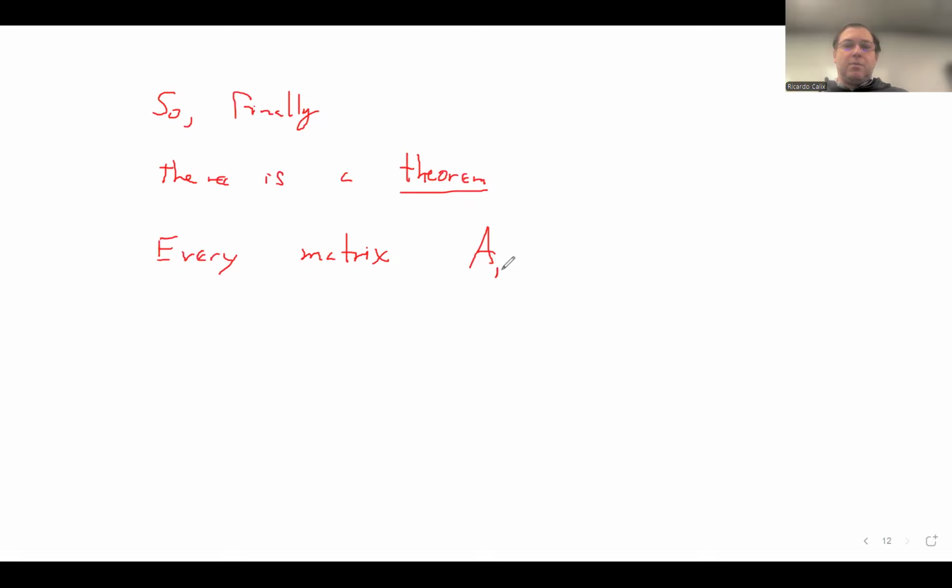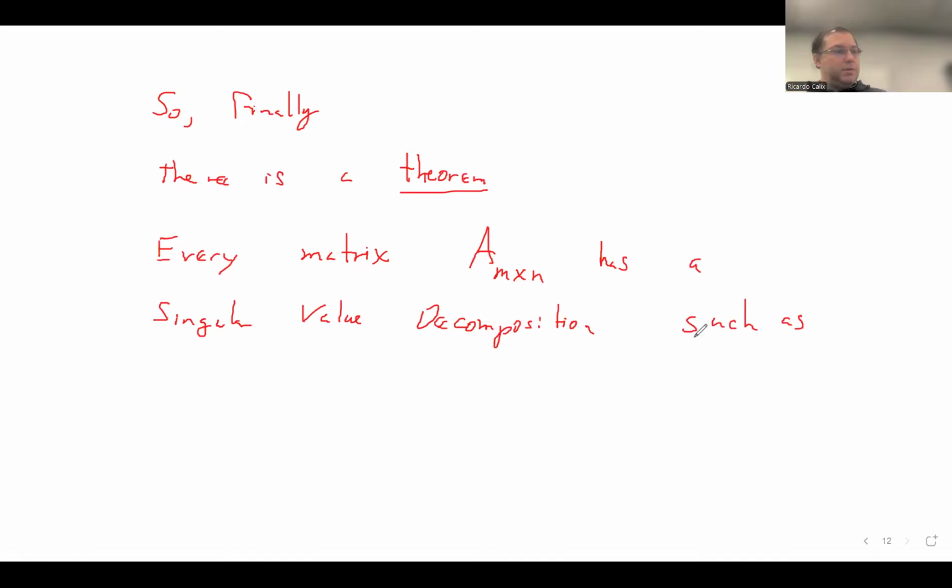A that is M by N has a singular value decomposition, like the one such as A equals U hat, the diagonal, and V^T hat.